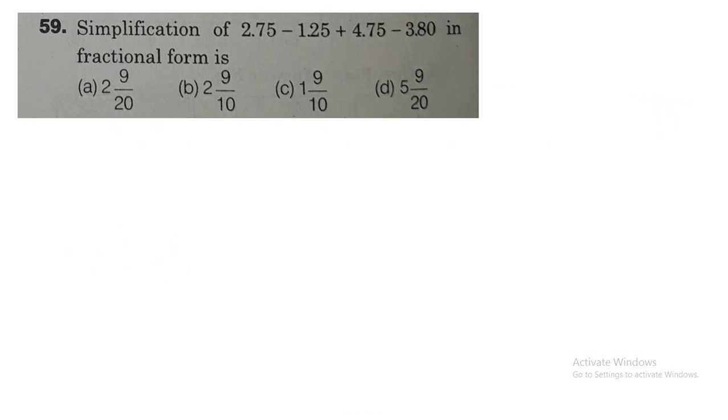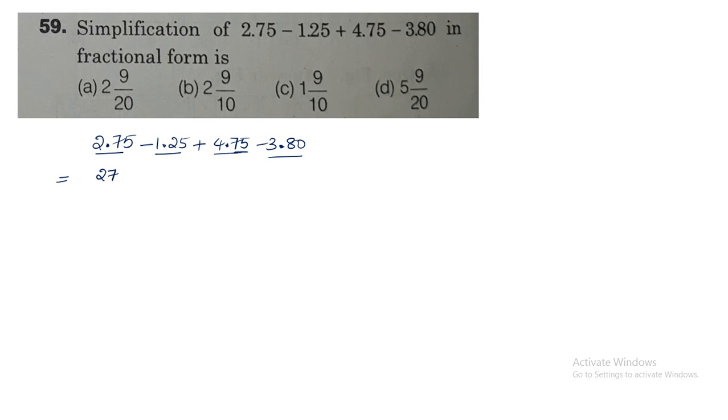Simplification of 2.75 minus 1.25 plus 4.75 minus 3.80 in fractional form. So it is asking you to find out in fraction form. Now let us see this. 2.75 minus 1.25 plus 4.75 minus 3.80. Now if you observe, you can convert these decimals into fractions directly. After the decimal point, how many place values are here? For everything you have 2 place values, right?